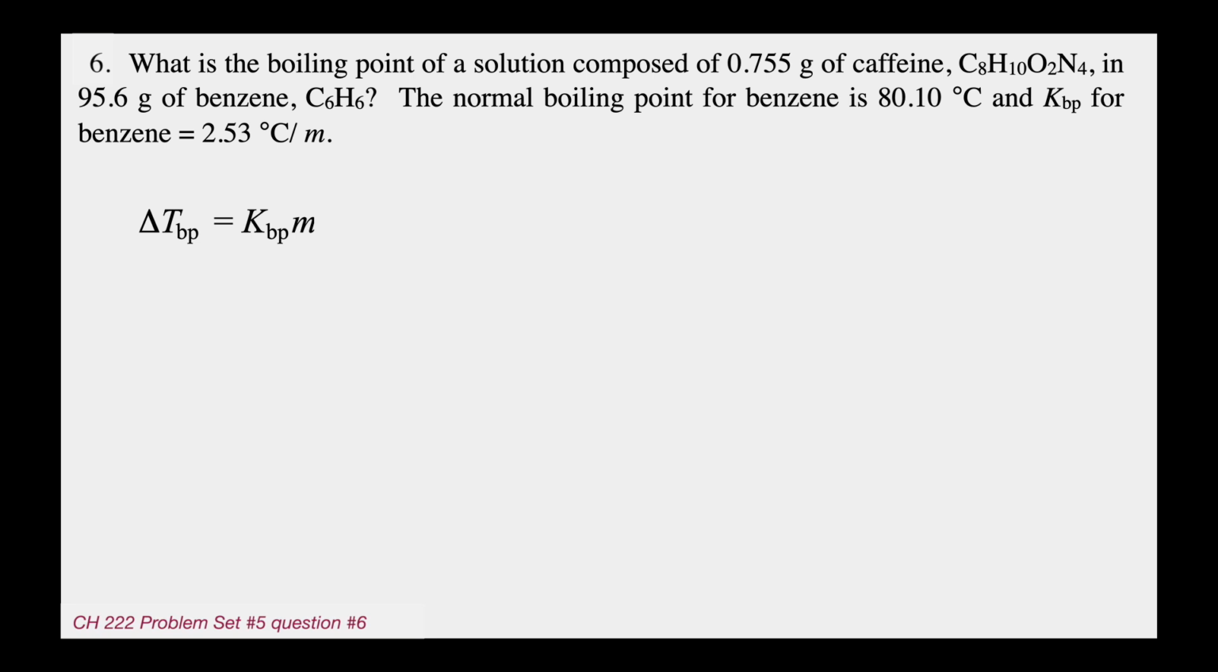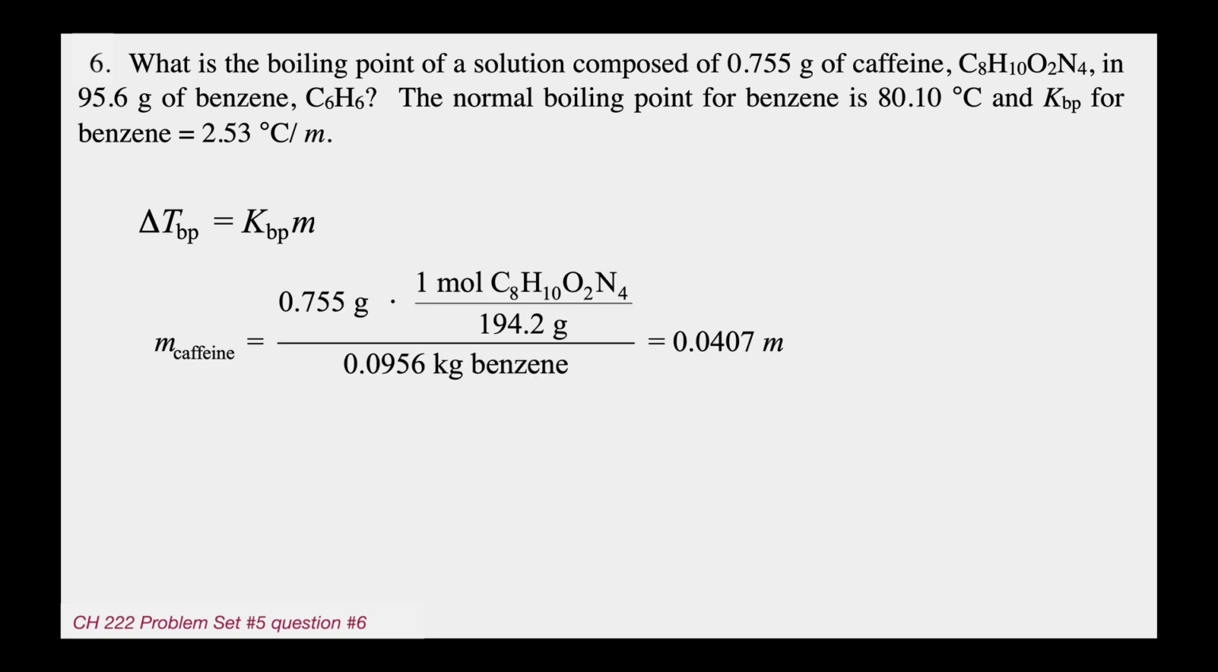But we also need the molality, the moles of caffeine divided by kilograms of solvent, kilograms of benzene. Caffeine has a molar mass of about 194.2 grams per mole. So 0.755 divided by the molar mass will give you the moles. We're going to divide that by 0.0956 kilograms. That's 95.6 divided by 1,000. The molality here comes out to be 0.0407 molal. That's the molality of the solution.